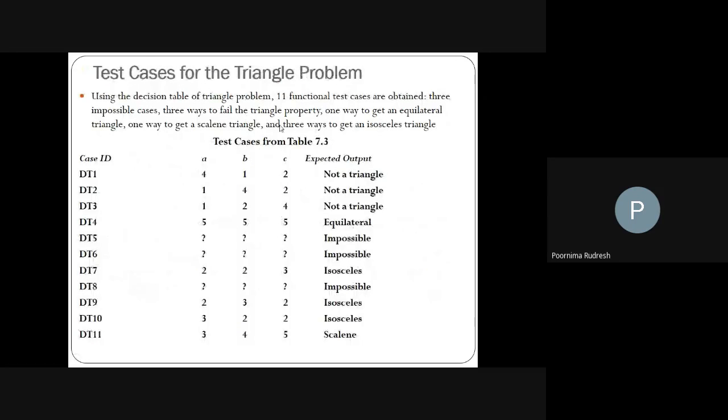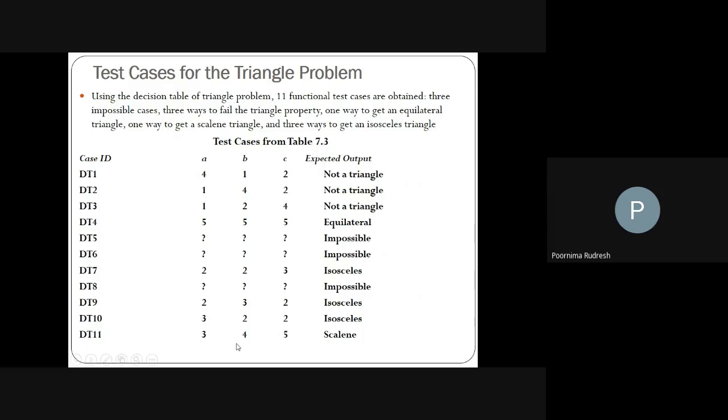Okay. So these three are not a triangle, three are impossible, and three are isosceles. If any two sides are equal, see here, A is equal to B and C is some other value, here A and C are equal and B is not, and in this case B and C are equal and A is not equal. So in all three cases, two sides are equal and one is not equal. So for that we are considering it as an isosceles triangle. This is the expected output. If two sides are equal and one side is not equal, then we say that it is an isosceles triangle. So three cases for that.